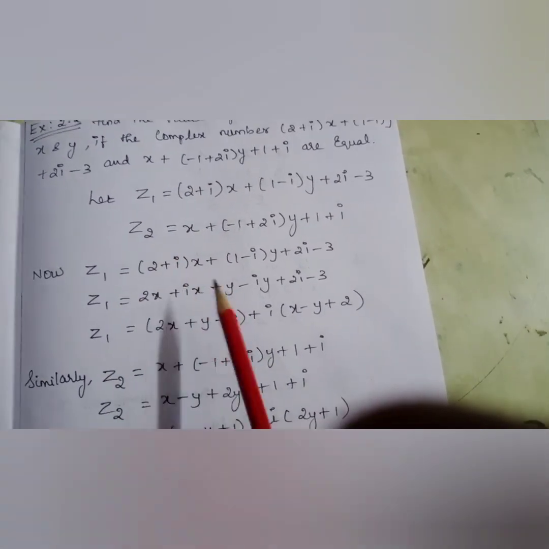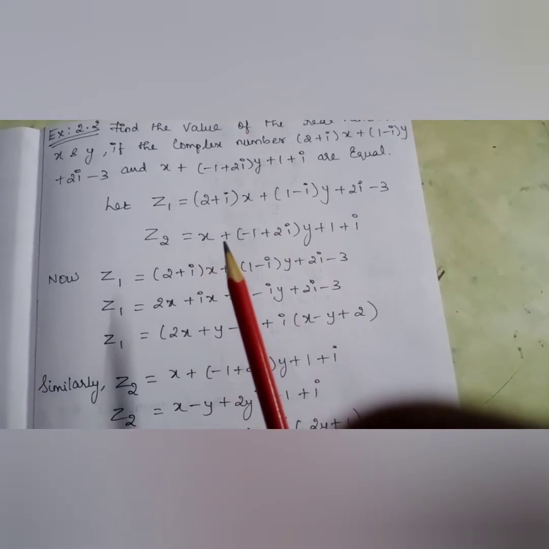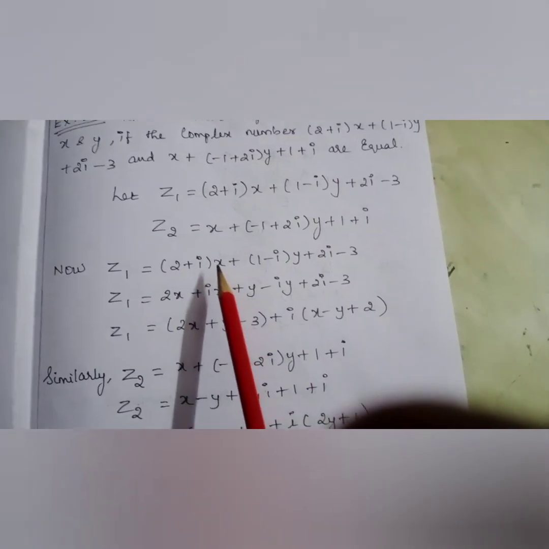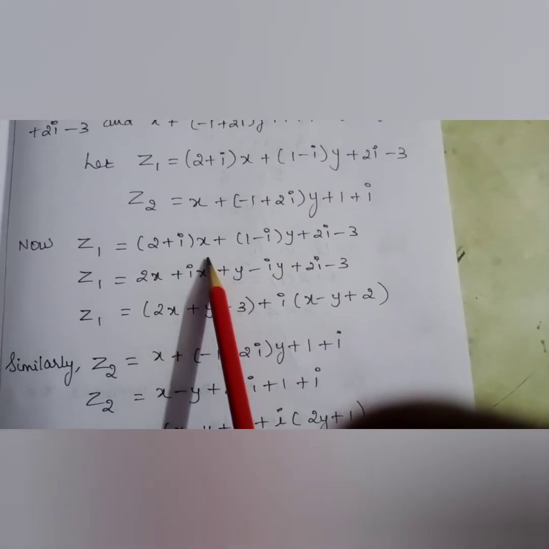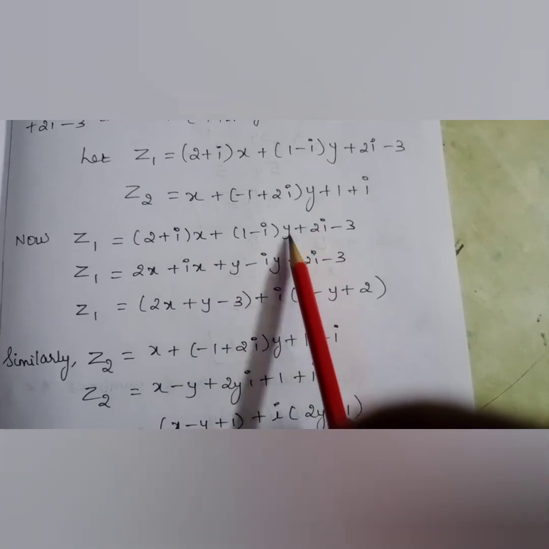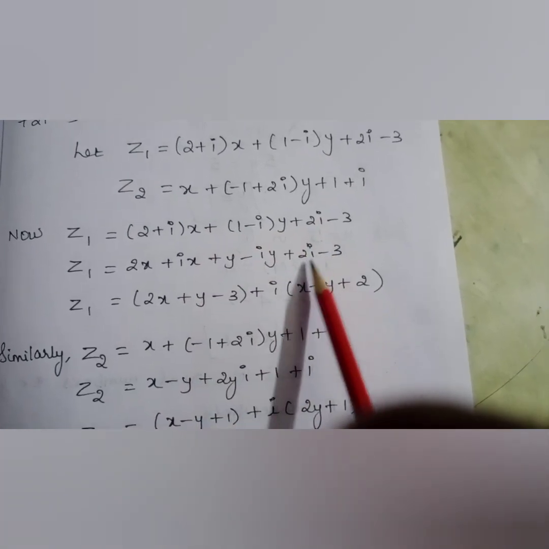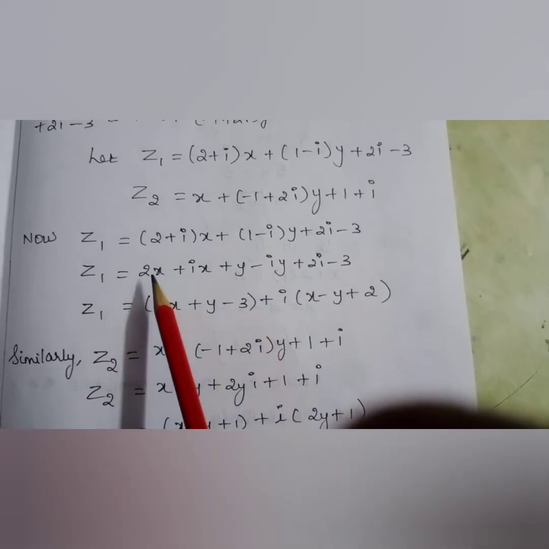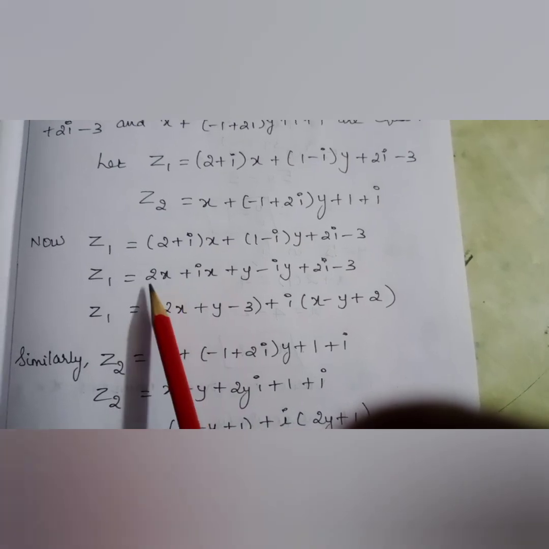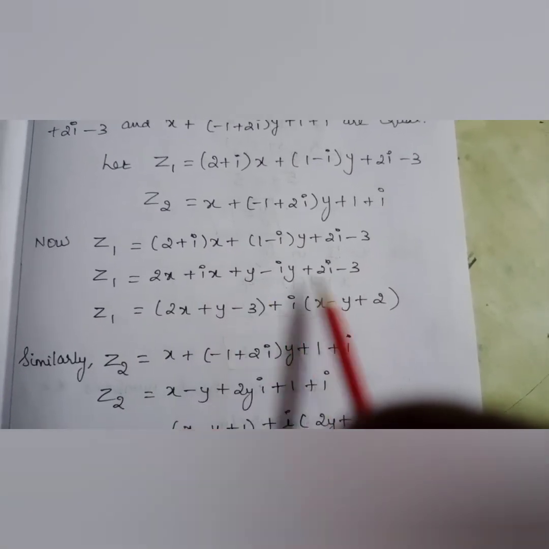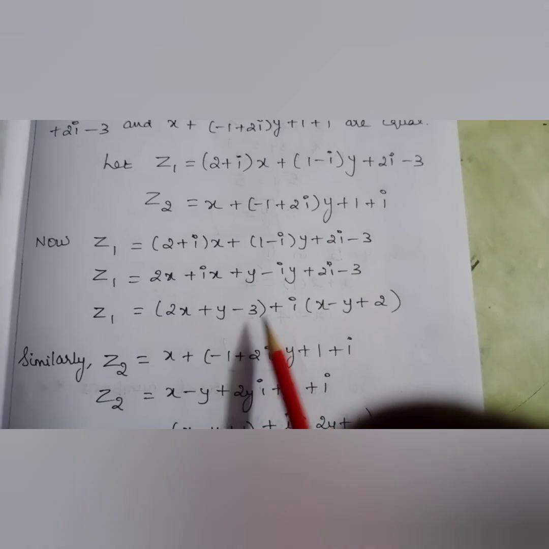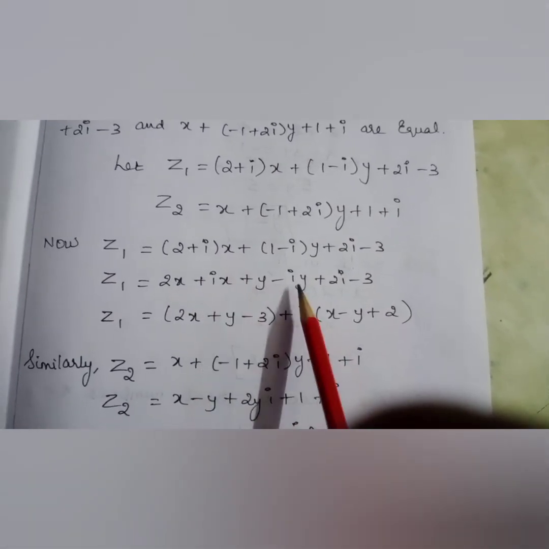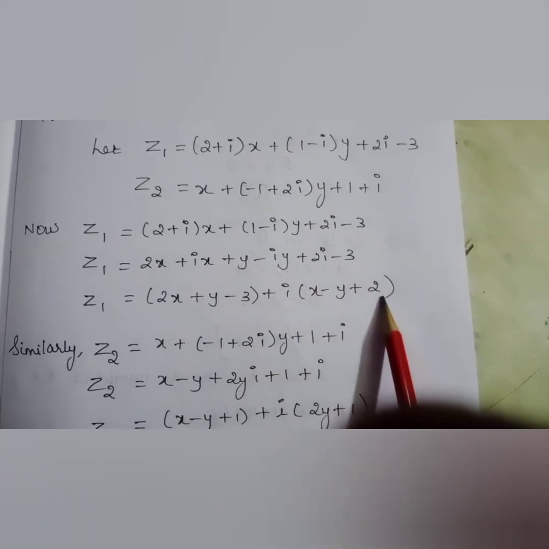So we will arrange the z1. Whenever a complex number is given, we have to group them as real part plus i into imaginary part. So I am going to multiply this x inside. So this will become 2x plus ix and this y will be multiplied, so y minus iy, 2i plus 3 minus 3. Now I will group the real parts alone, that is the numbers without i. Okay, real parts, that is 2x plus y minus 3. So I have written it in a separate bracket plus i into the imaginary parts. That is, i into x minus y and then plus 2. Okay, so it is over.